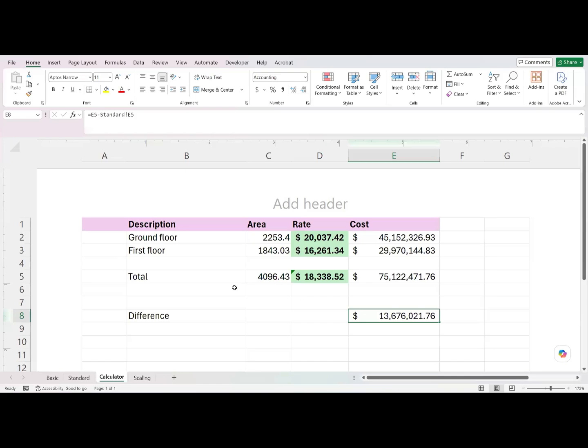But anyway, that's where I'm going to leave it for today. Always remember, cost per square foot is never uniform, and that's why you need calculated data to present your info.